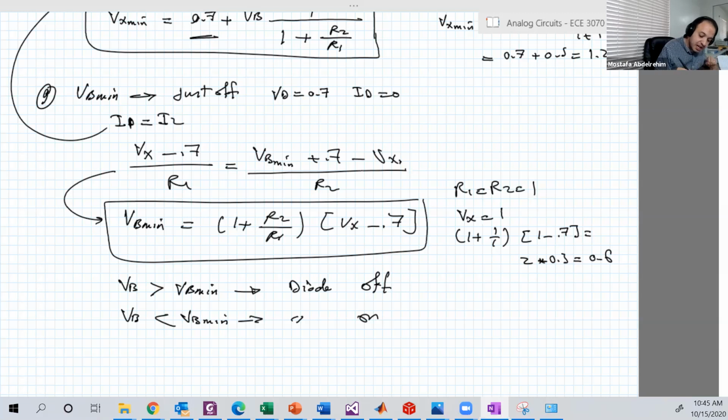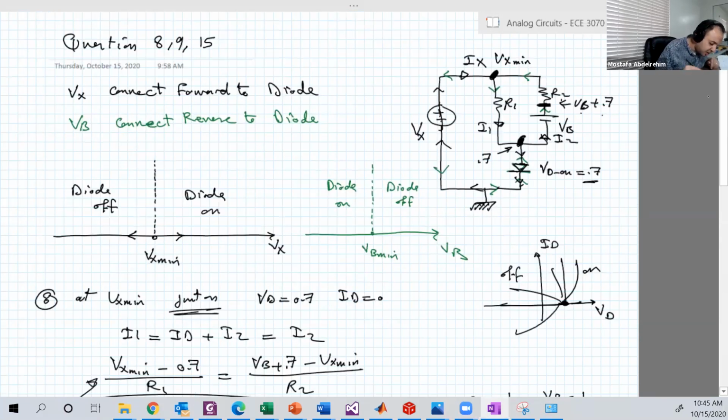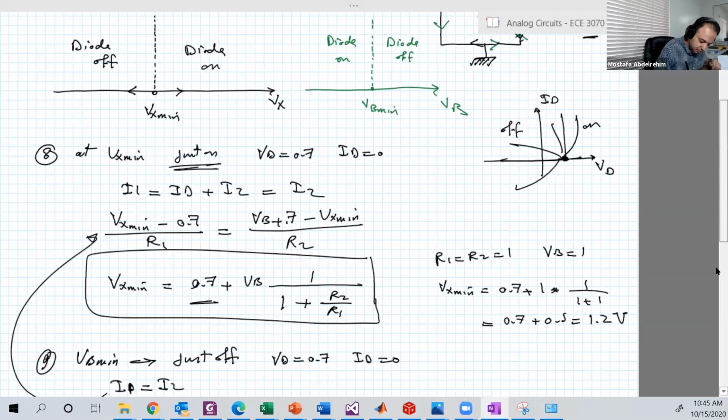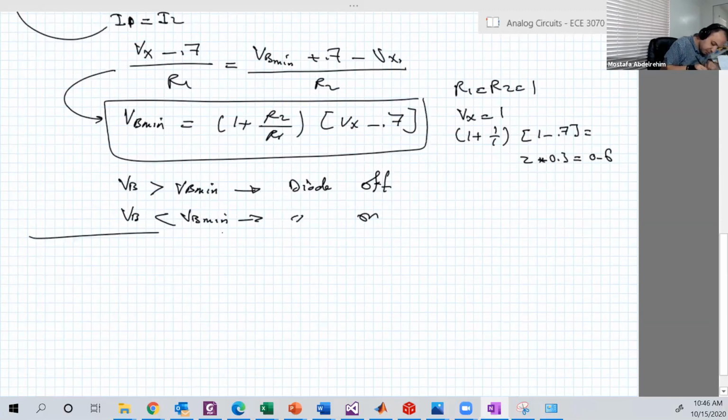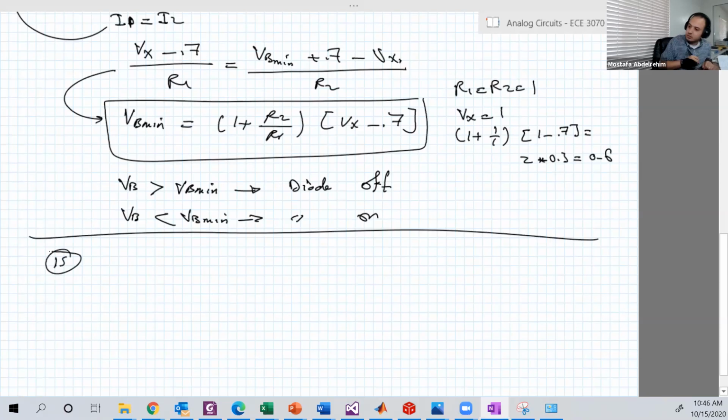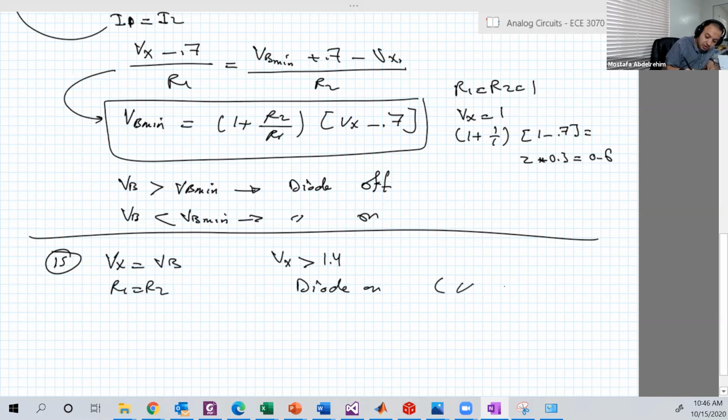Okay. Now the last question, which is related to this circuit, which is 15. So let's do 15 now. It says, let's have it here: if Vx equal to VB and Vx is larger than 1.4 and R1 equal to R2, the diode is on. True or false? This is true or false? Let's see.